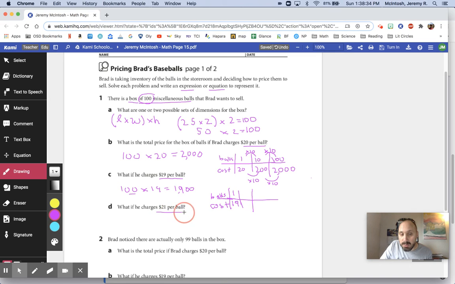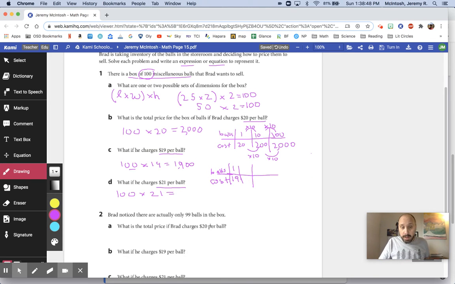And then if you charge 21 per ball, it's the same thing. He still has 100, but now he's charging 21, okay? So can you solve that problem as well? So then we're going to go down to number 2.